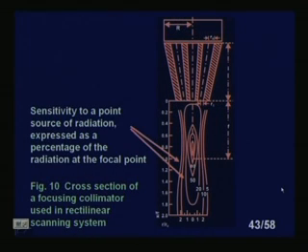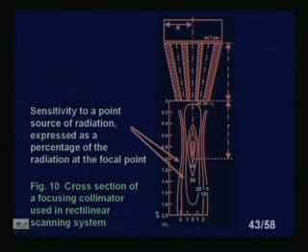You see, this is a cross section of the focusing collimator used in the rectilinear scanning system. Any scanning system, whether it is a CT scan or television camera scanning, whenever there is rectilinear motion, that means motion of the detector in XY directions, I will call it scanning, right. Here is a cross section of the focusing collimator used in the rectilinear scanning system.